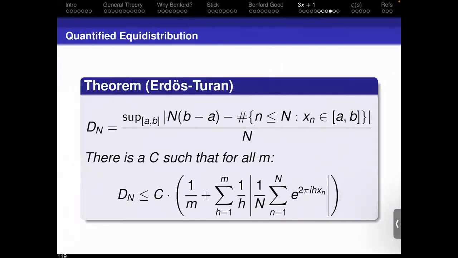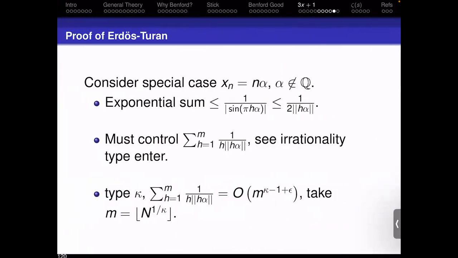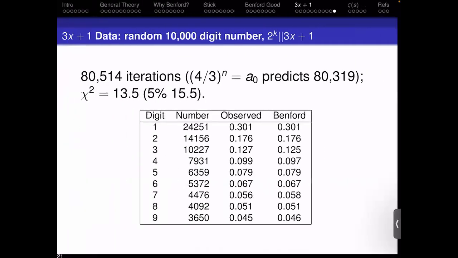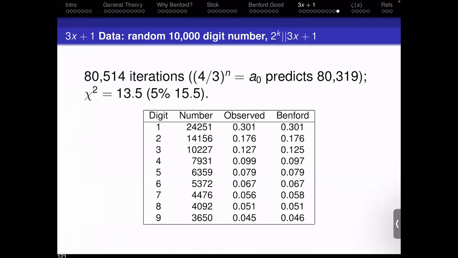All right, I'm going to skip the rest in terms of how you do it. I'll just show some of the data. So looking at roughly 80,000 iterations of some random number, we can see a terrific fit with Benford. And we're seeing, right now, essentially 2-3 digits accuracy in terms of the predictions and the results. So the fit is absolutely wonderful.